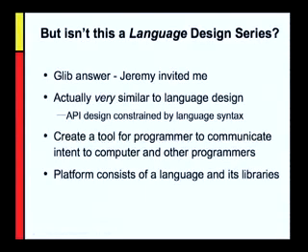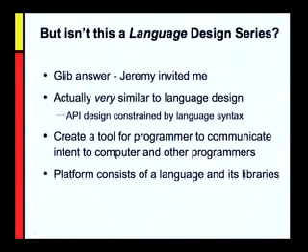But in fact, the real answer is that API design and language design are very, very similar. The only real difference is that API design is constrained by the syntax of the language for which you're writing the API, whereas when you're designing a language, you have the flexibility to do anything you like with the syntax. But in fact, whether you're designing a language or an API, you are creating a tool for programmers to express their intent to the machine and to other programmers who read the program, maintain it, modify it, and so forth.